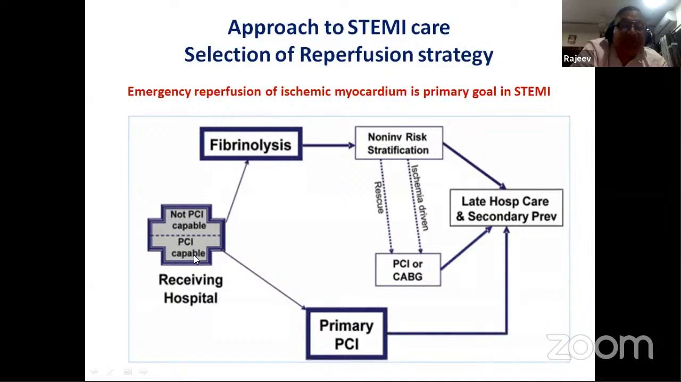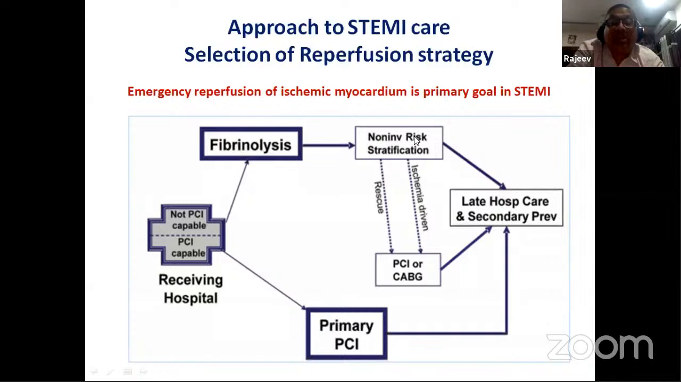Undoubtedly, PCI is the treatment of choice if it is available and possible. But because of limitations in COVID times especially, and the distance and traffic problems, the pharmacoinvasive approach is coming up. But undoubtedly, if the patient is able to reach a PCI capable center and get to the cath table within 60 minutes, then PCI is the treatment of choice. Now, if not capable, then we should think of fibrinolysis.